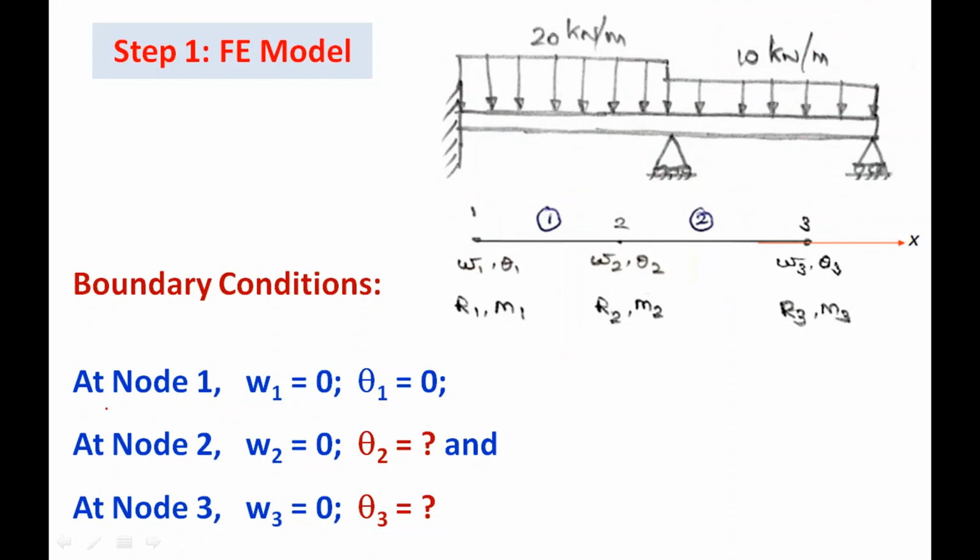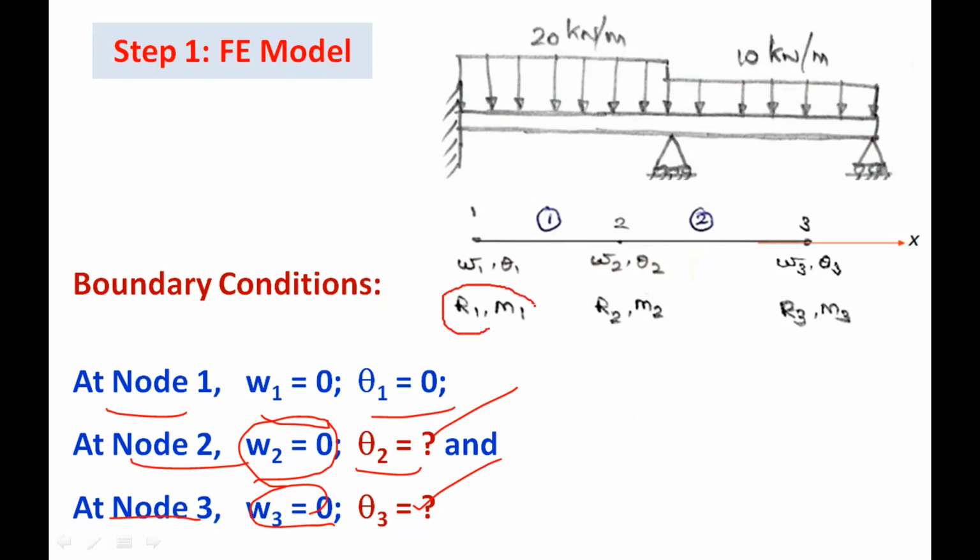What are the boundary conditions for this? At node 1, we have W1 equal to 0, theta 1 equal to 0 because it is a fixed end. At node 2, W2 is 0 because of the roller support, but theta 2 will be there. We have to find out the unknown slope. And node 3 is again a support end, we have W3 equal to 0, so we have theta 3 as an unknown slope, we have to find it out. At each node we have the forces R1, M1, reaction force and reaction moment. Here reaction force and moment, here also reaction force and moment we have to consider.